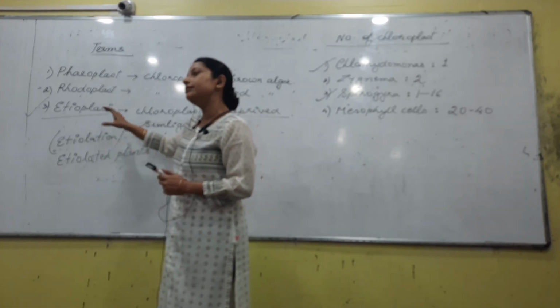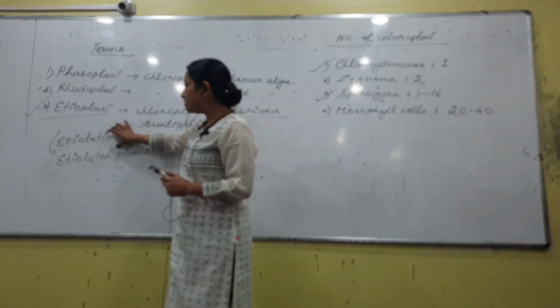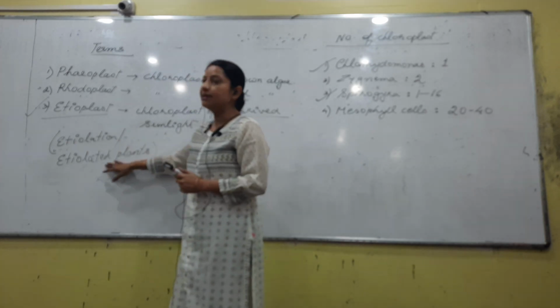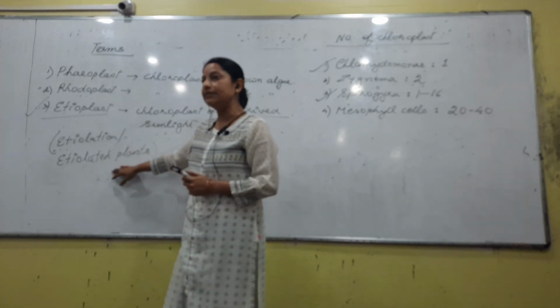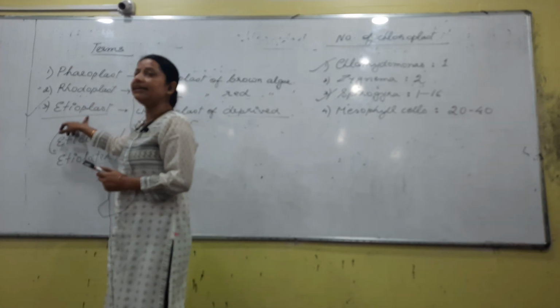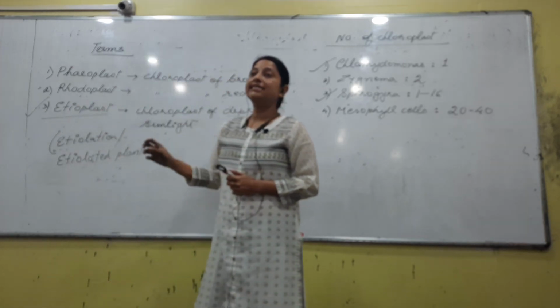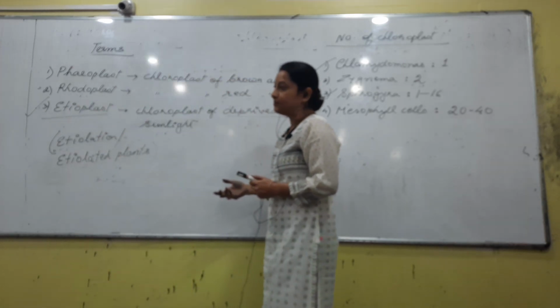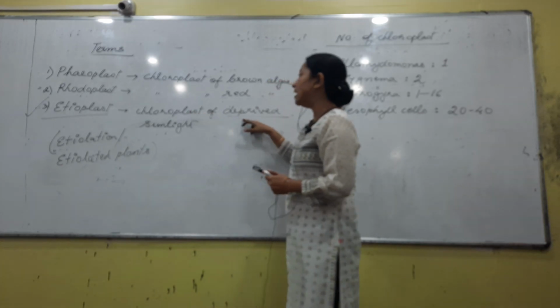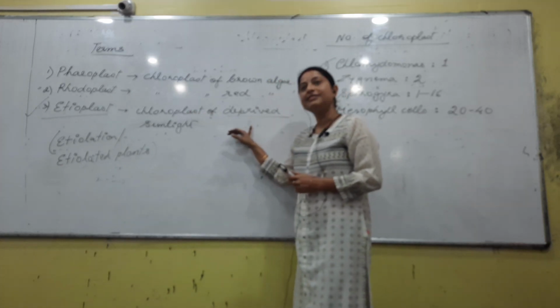What is etiolation? It is a process. This process occurs in a specific type of plants that is called an etiolated plant. Etiolated plant has what? Etioplast. What is etioplast? Plast is a plastid. What does etioplast mean? A chloroplast deprived of sunlight.